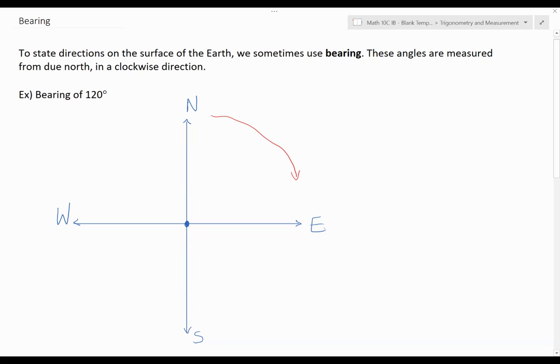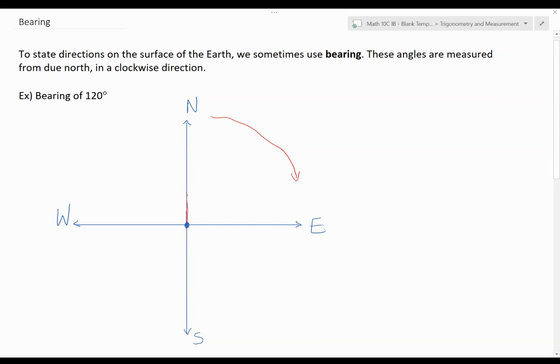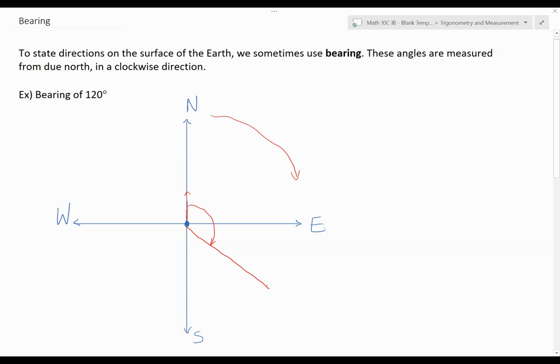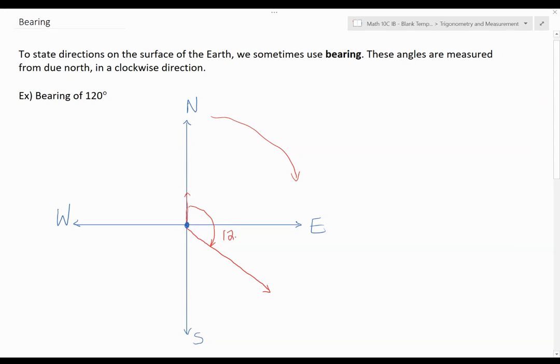So if I'm considering a bearing of 120 degrees, for example, if the origin is representing a starting position, then we consider the orientation towards due north as our 0. And if we rotate 120 degrees clockwise from that position, we would end up in the quadrant between east and south on a bearing of 120 degrees.